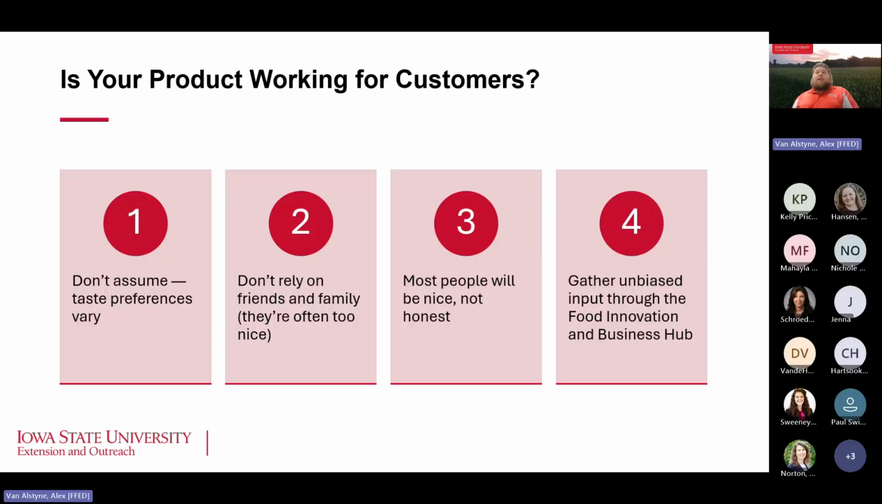Most people don't want to hurt feelings, so vague praise can mask real issues with flavor, texture, price, or packaging. That's why gathering more unbiased input is crucial. Whether through structured tasting surveys or support from resources like the Food Innovation and Business Hub, honest feedback helps fine-tune products before scaling, saving time, money, and frustration.